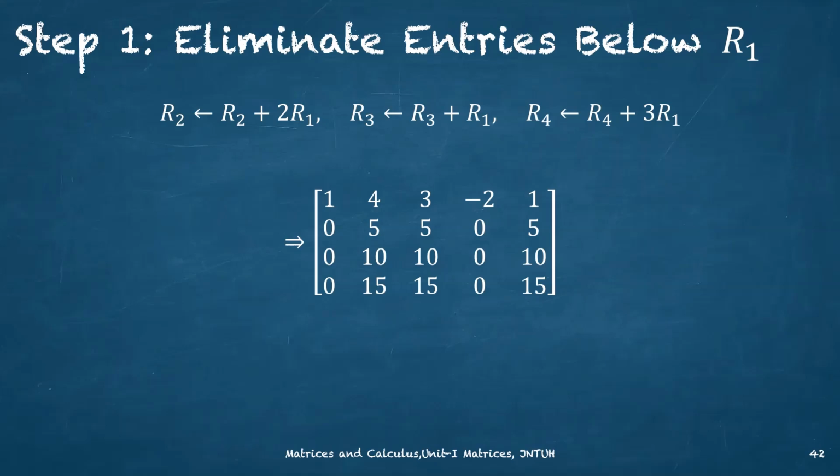After performing these operations, the matrix becomes first row 1, 4, 3, minus 2, 1. Second row 0, 5, 5, 0, 5. Third row 0, 10, 10, 0, 10, and fourth row 0, 15, 15, 0, 15.